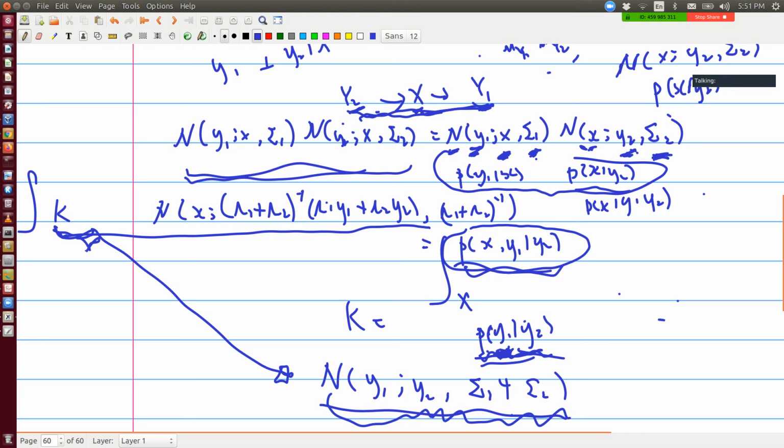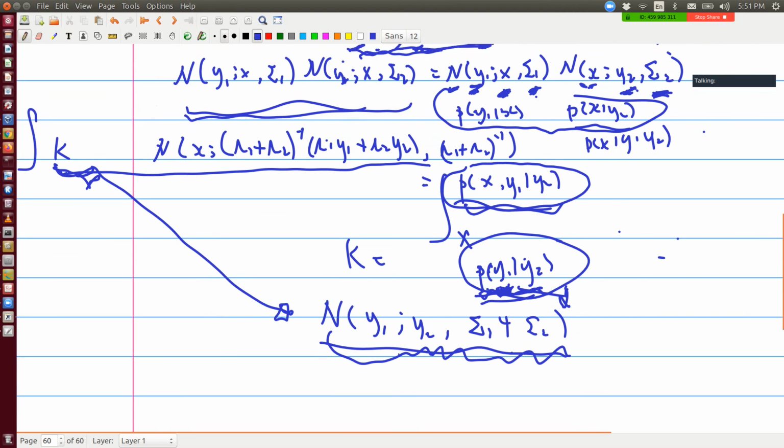We say that K is equal to the integral of p of x, y1 given y2 over x. And this is equal to this guy. So K is a constant with respect to x, but not constant with respect to y1 and y2. And that is a PDF also, it looks like a PDF form given y1 and y2.